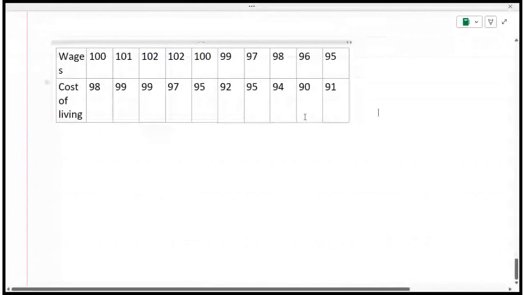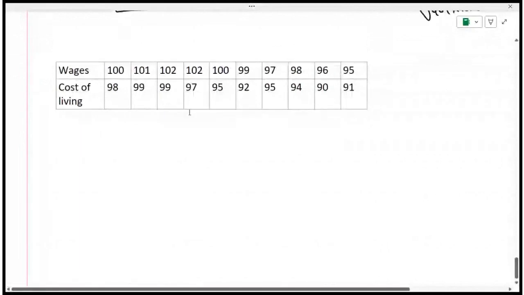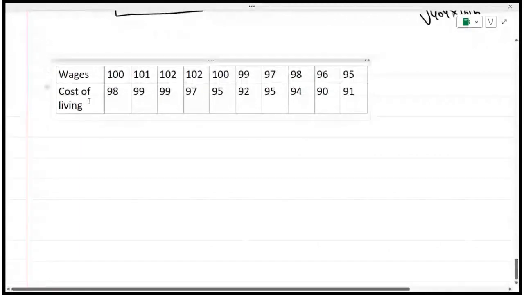I have not written the full question. The question is this way, you can write the statement: the following data shows wages and cost of living of some persons, and find the correlation coefficient between wages and cost of living. And you can just simply write, find the value of R. And this is the data.